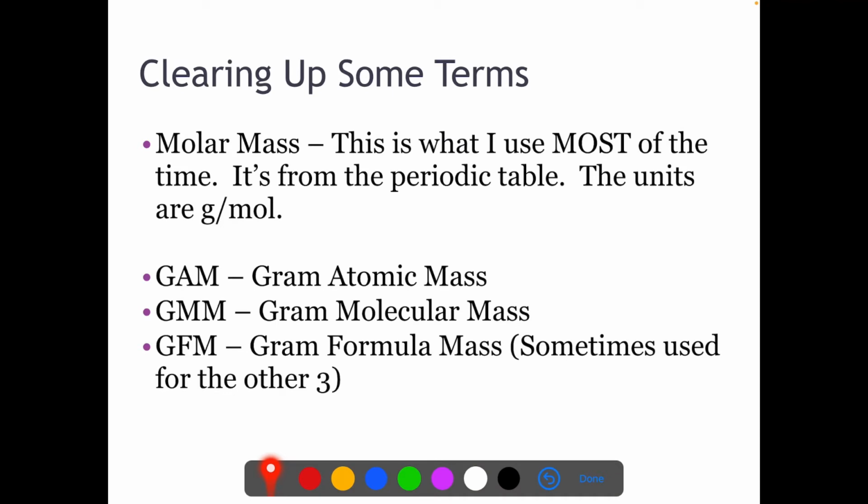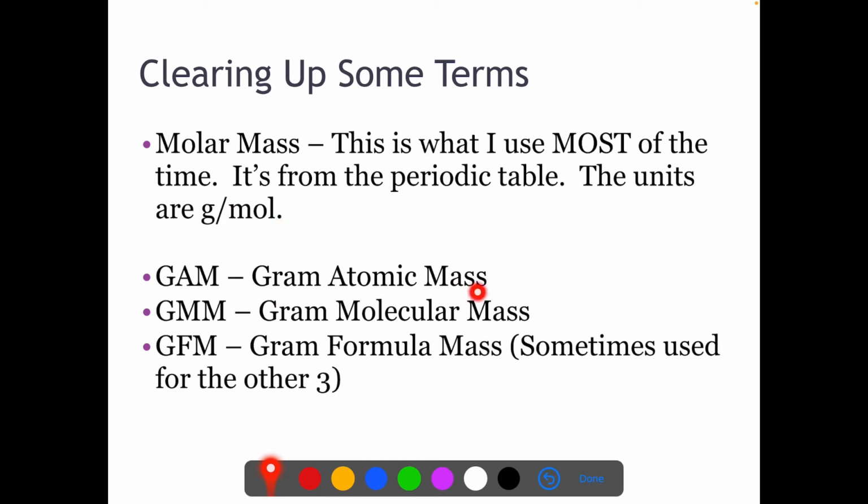Just want to clear up some terms for you. Molar mass is what I use most of the time. It's from the periodic table. The units are grams per mole. But sometimes people use other phrases.